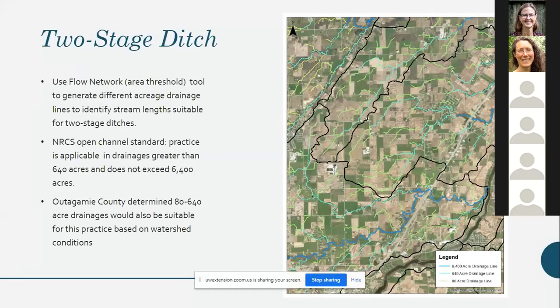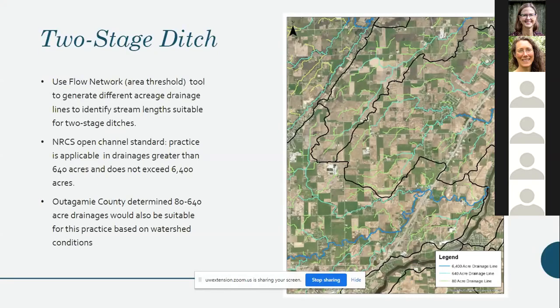So the NRCS open channel standard states that the 2-stage channel design is applicable in drainages greater than 640 acres that do not exceed 6,400 acres. And then based on local watershed knowledge, Outagamie County determined that drainages between about 80 and 640 acres would probably also be suitable for this practice, but just wouldn't be eligible for the NRCS funding. So therefore, we created 3 flow networks using the 80 acre, 640 acre, and 6,400 acre threshold.